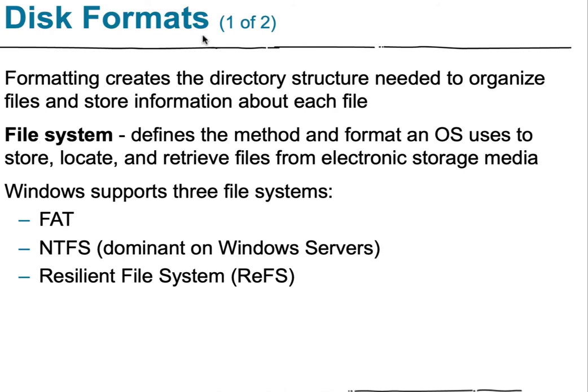devices. Windows supports three file systems for storing files on hard disks: File Allocation Table or FAT, New Technology File System or NTFS, and Resilient File System or ReFS. NTFS is by far the most important and is dominant on Windows servers. However, FAT is still found occasionally on workstations and servers, and there are valid reasons to use this file system in certain circumstances. ReFS, the comparatively new kid on the block, has limited features compared with NTFS.